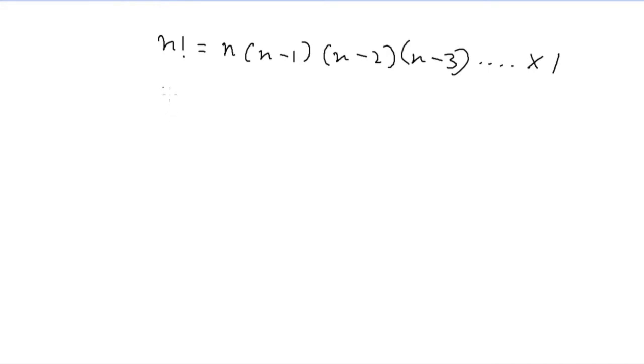Now for example, 5 factorial is 5 times 4 times 3 times 2 times 1, and that is equal to 120. That is what a factorial is.